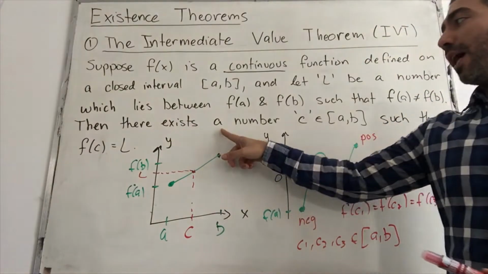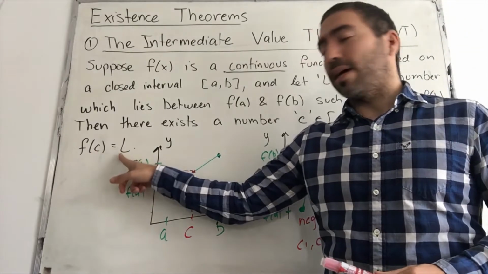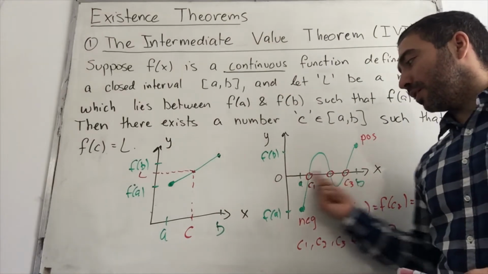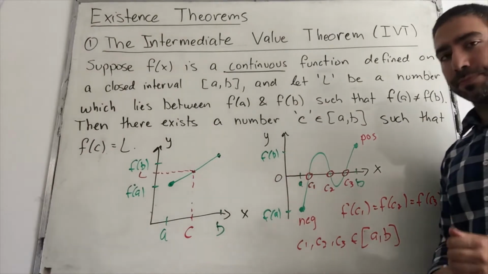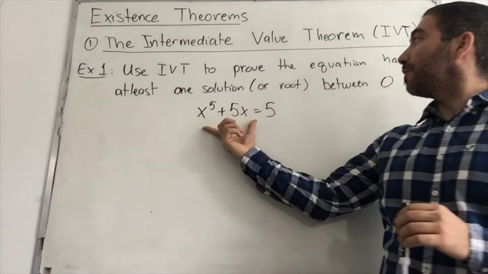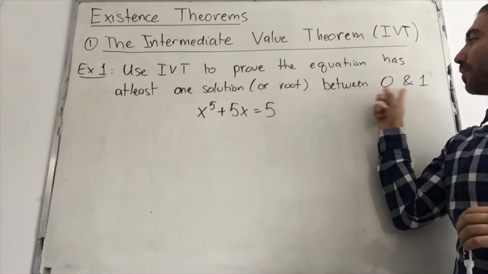There exists at least a number c in our interval AB such that f of c equals L. In this case here, if you're using the fact that it's negative to positive, your limit is in fact 0. So we have f of c equals 0. So in this first example over here, it says to use IVT to prove that the equation over here has at least one solution or root between 0 and 1.